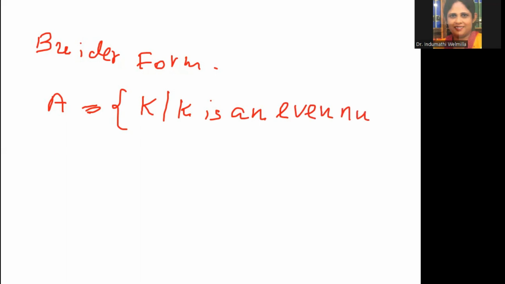even number, and putting it in brackets, we can also say K is less than or equal to 20. So this statement says all the elements of set A are even numbers that are less than or equal to 20. Most of the time we use this method to represent our set.